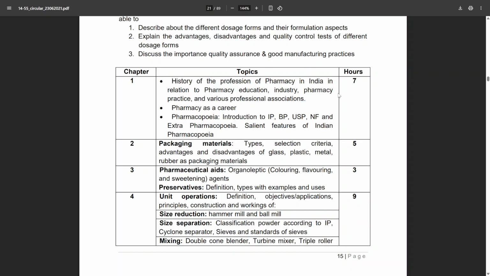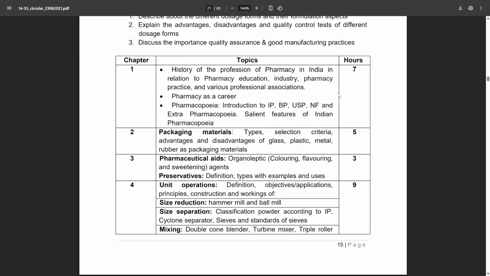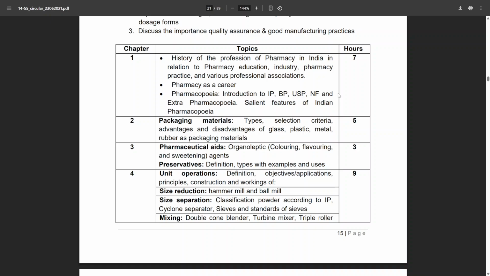Chapter 1. History of the profession of pharmacy in India, relation to pharmacy education, industry, pharmacy practice and various professional associations. Pharmacy as a career. Pharmacopoeia, you learn about the pharmacopoeias. Introduction to IP, that is Indian Pharmacopoeia. BP, British Pharmacopoeia. USP, United States Pharmacopoeia. NF, National Formulary and Extra Pharmacopoeia. Salient features of Indian Pharmacopoeia.